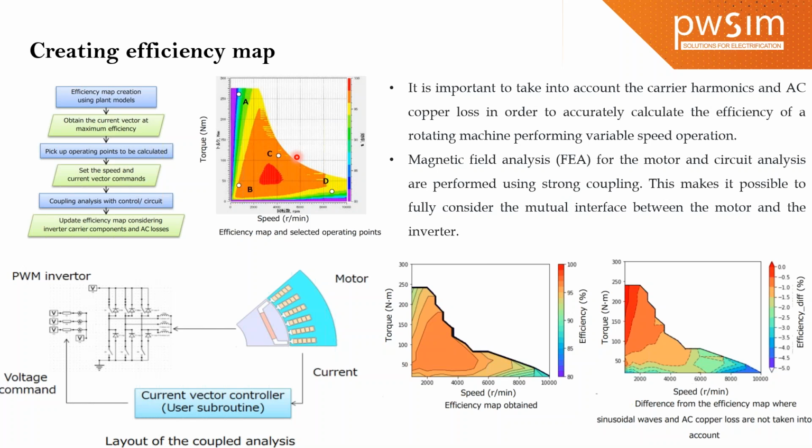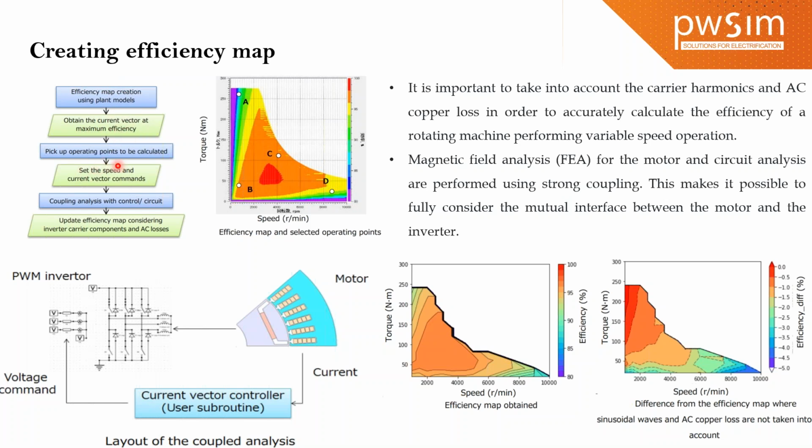So in order to account for that, magnetic field analysis for the motor and circuit analysis are performed using strong coupling. This makes it possible to fully consider the mutual interference between the motor and the inverter controller. So this is the PWM inverter and this is the motor. The current vector controller will be adopted in the control circuit. So it's a voltage command. Accounting for these by using a strong coupling between JMAG and other third-party software like MATLAB, we can create an efficiency map using a plant model.